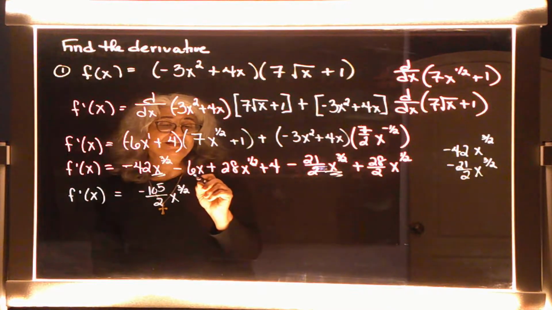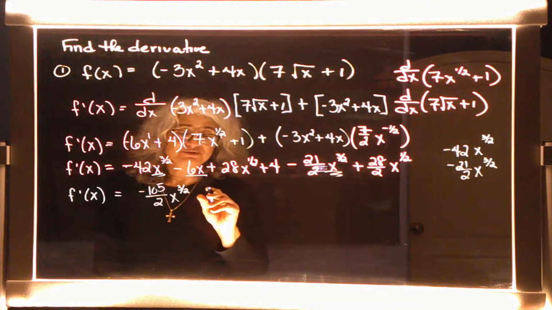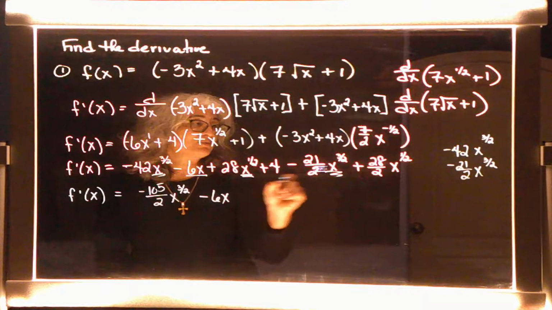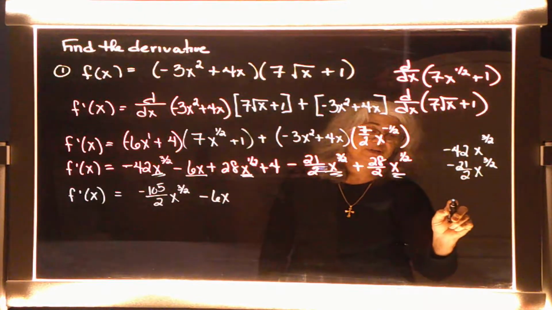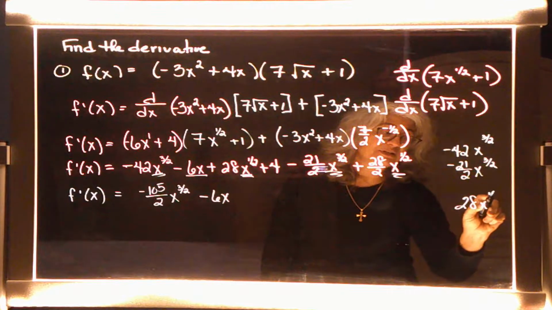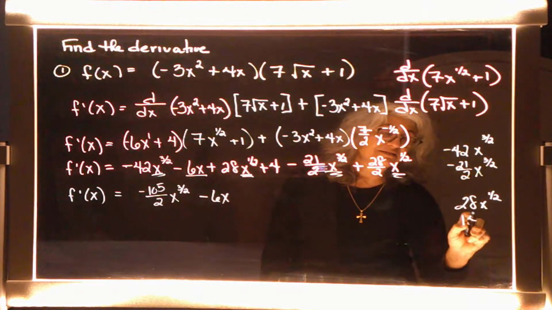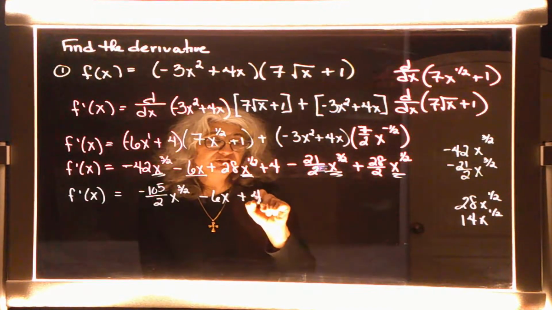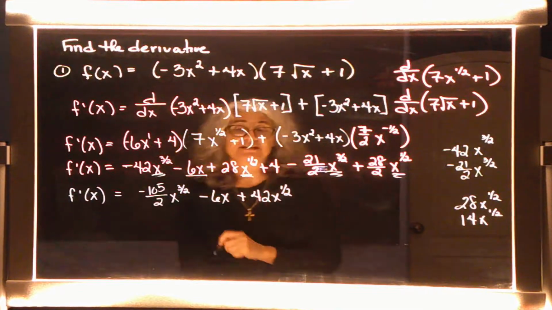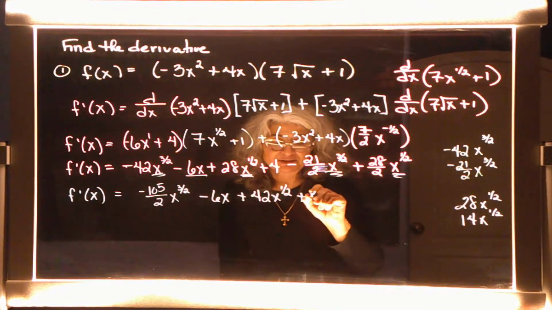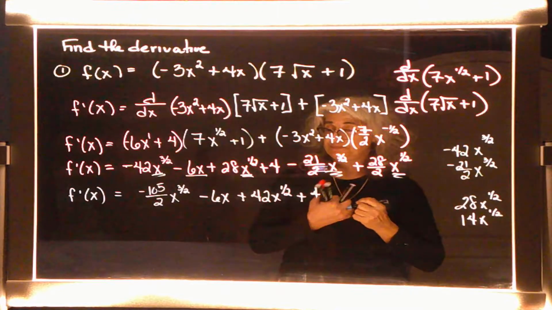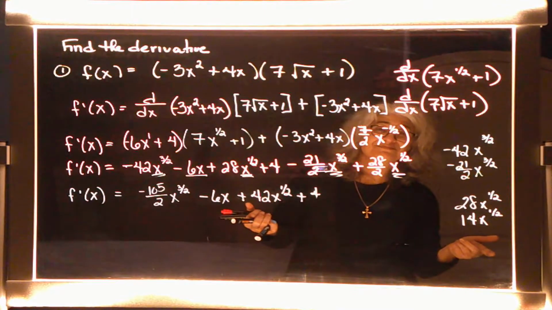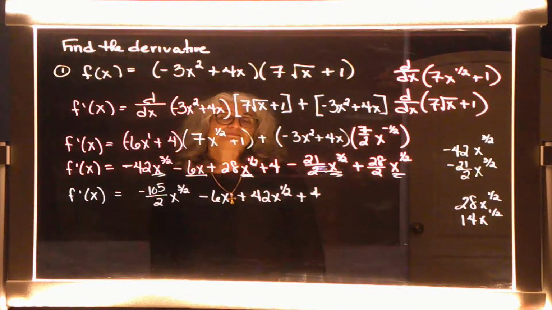And then I've got this negative 6x, which I don't see any other x's, do you? And then I've got this x to the 1/2. So what is that? 28x to the 1/2. And this is a 14, isn't it? X to the 1/2. Okay, what do we get? Good. 42x to the 1/2. And lastly, it looks like a plus 4 here. Can't add anything else. So are we done? We're done.